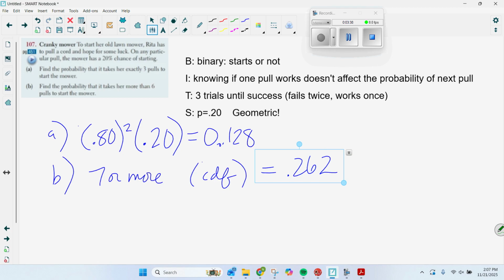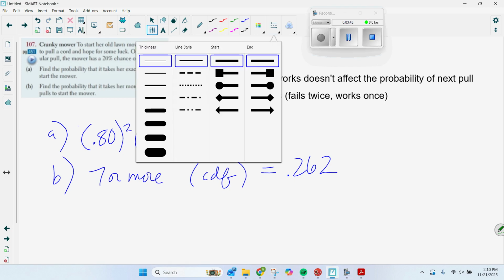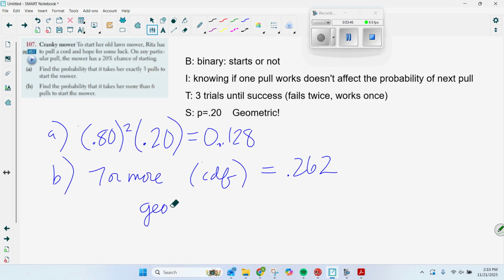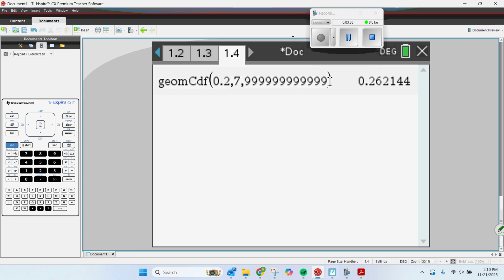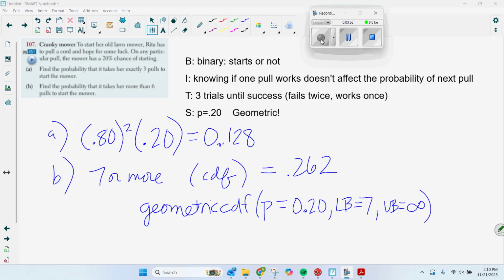Now, actually, I should have written some work. Here's what the work is going to look like. Okay, so we're going to actually show our work by writing out geometric CDF. I'm essentially going to copy what I have here, but I need to label. Okay, so I copied down what we had from the calculator right here. So we have geometric CDF, P, lower bound, upper bound, and that equals 26.2%.